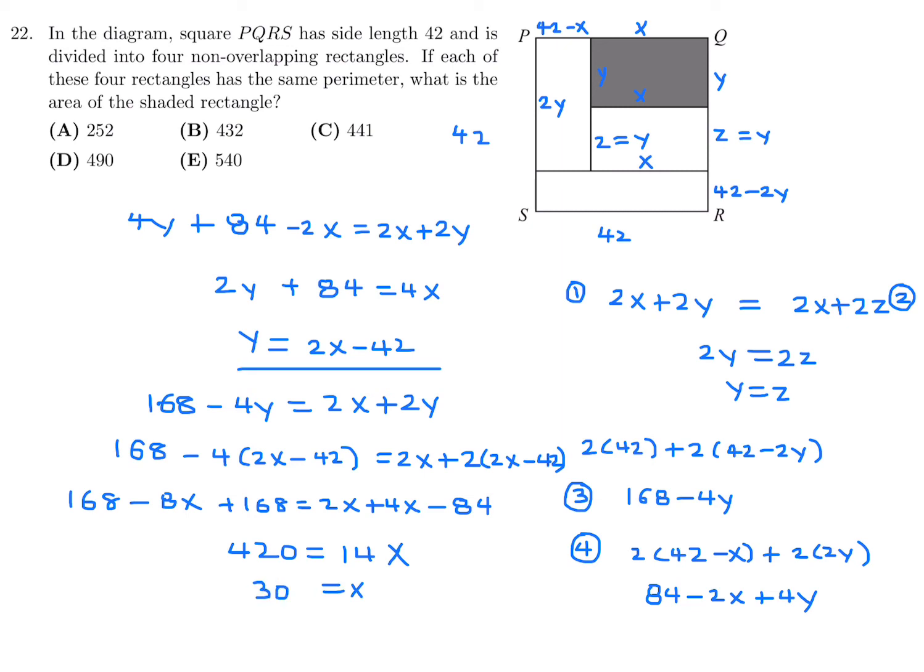There we can substitute back into there to get the value for y. That's going to be 60 minus 42, 18. And then now we can calculate the area of the shaded region. The area of the shaded region up there is just x times y. X is 30, y is 18, and therefore that is equal to 540. Number 22, the answer is E.